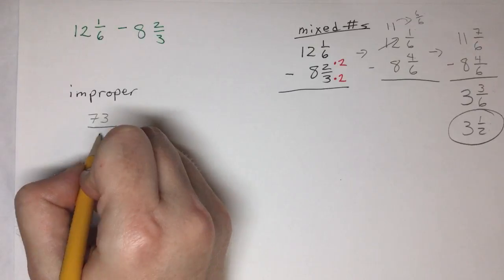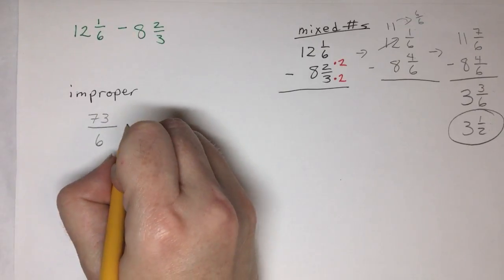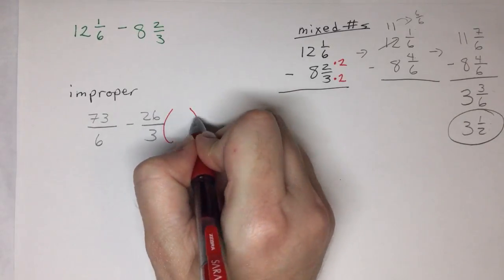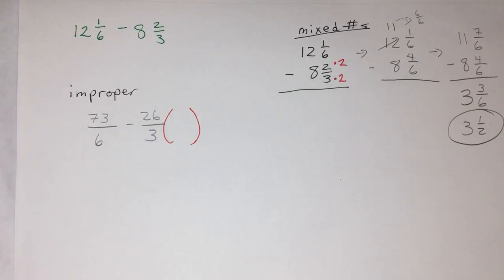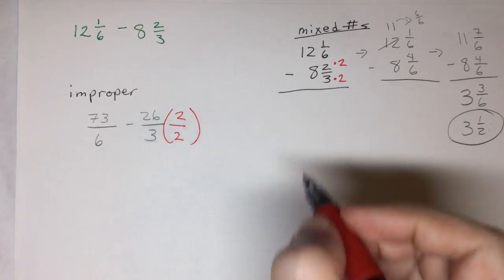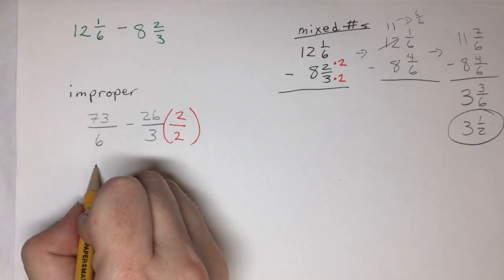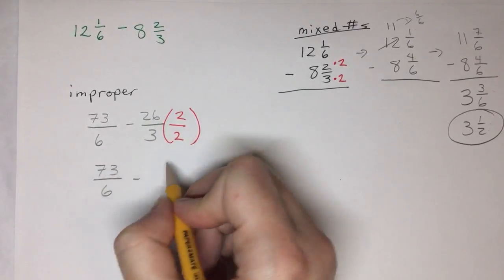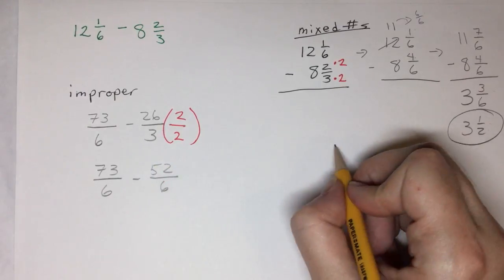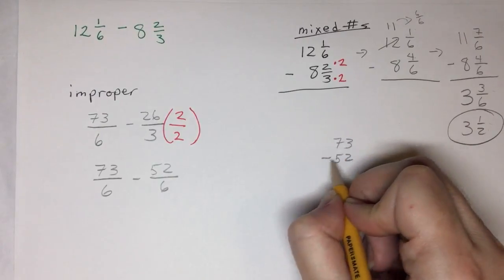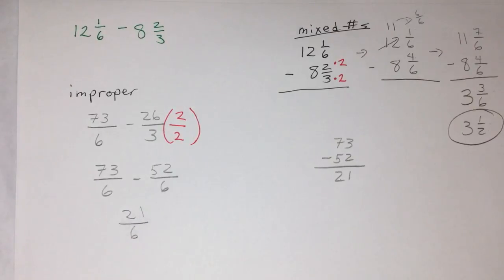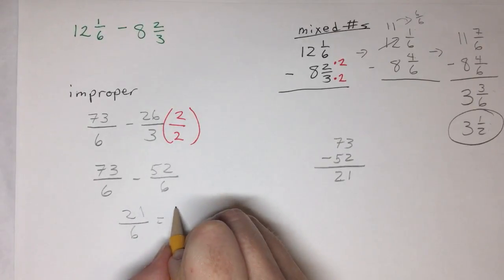Same mixed numbers, so same improper fractions. 73/6 minus 26/3. I need to have the same denominator because I can only add or subtract like terms, so I need to have the same things. This one needs a 2. Put the 2 in on top as well. 73/6, 26 times 2, 52. 73 minus 52, keeping any scratch work off to the side, 21/6, and that reduces very nicely.